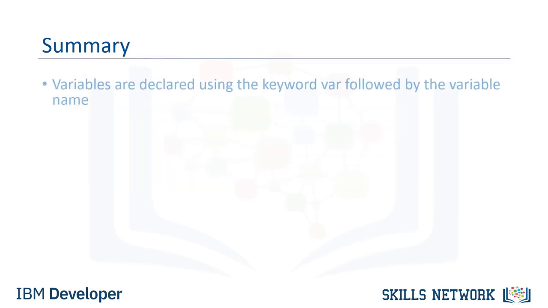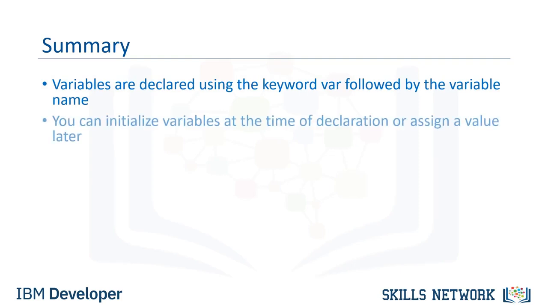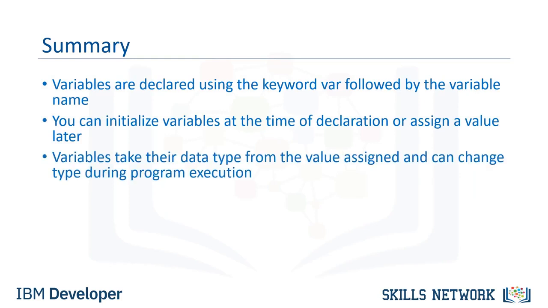In this video, you learned variables are declared using the keyword var followed by the variable name. You can initialize variables at the time of declaration or assign a value later. You do not need to declare the data type of a variable. Variables take their data type from the value assigned and can change type during program execution. Variables also have a scope. Variables declared within a function have a scope local to that function. Variables declared outside of a function have a global scope. Variables declared without the var keyword have a global scope.